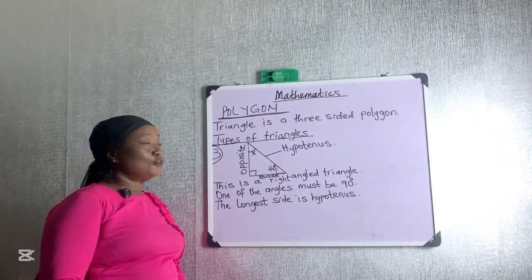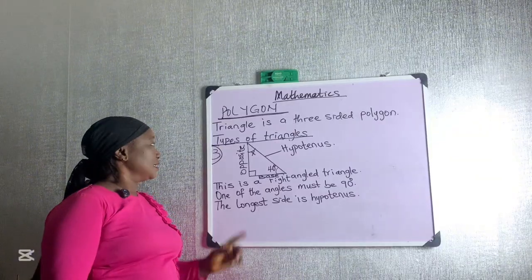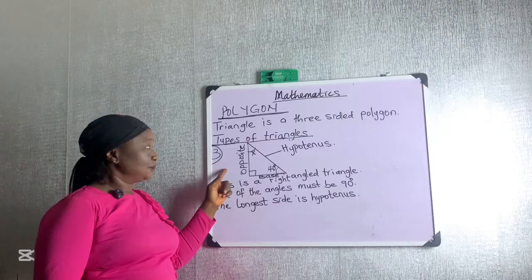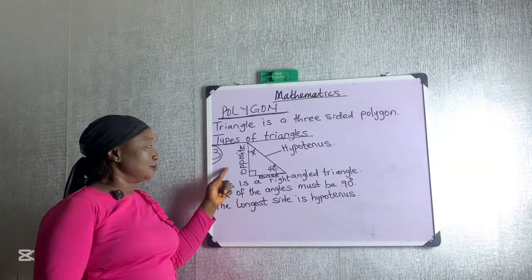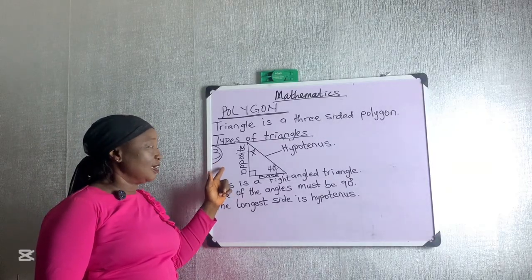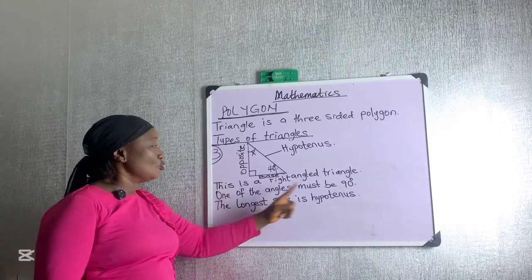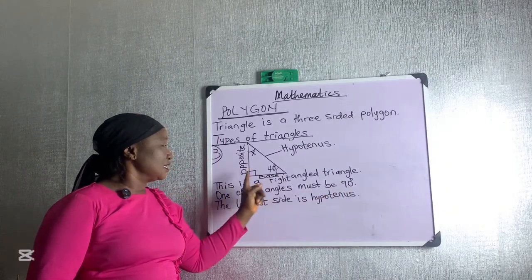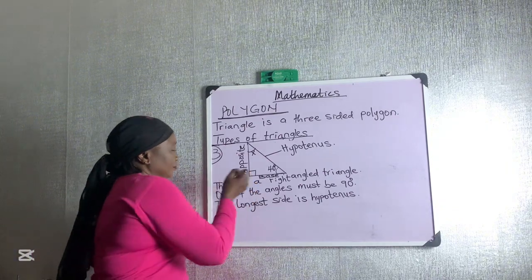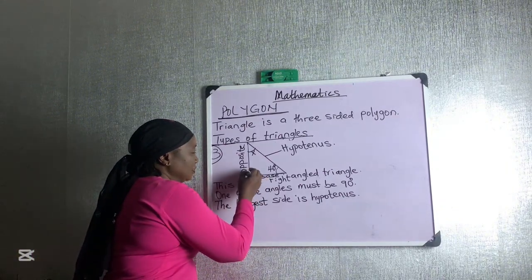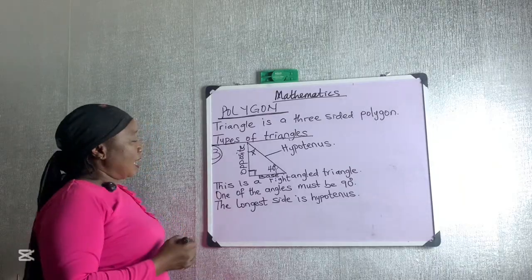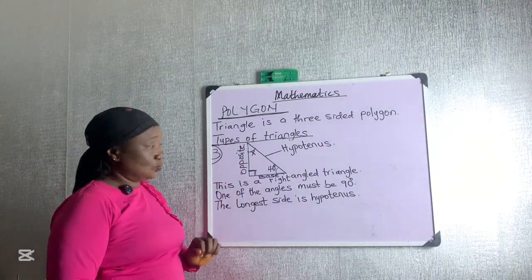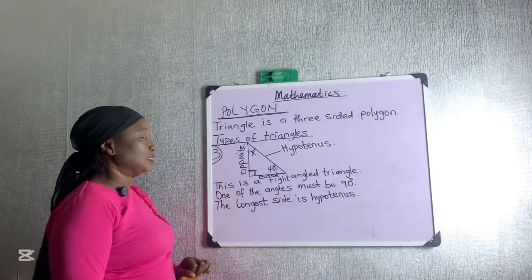The third type of triangle is a right-angled triangle, as drawn above. Why is it a right-angled triangle? One of the angles must be 90 degrees. This corner must be 90 degrees. And that will guide us to know how to get the other angles, which will be taught in our subsequent lesson.